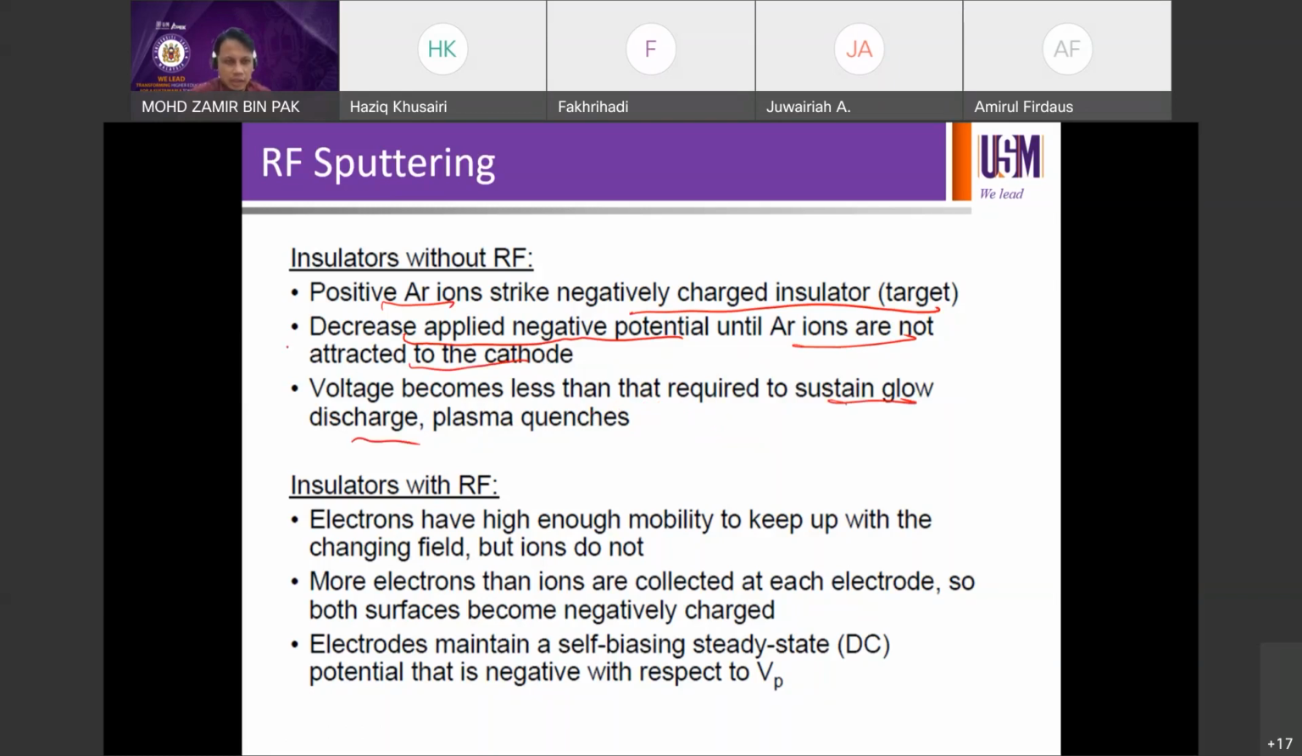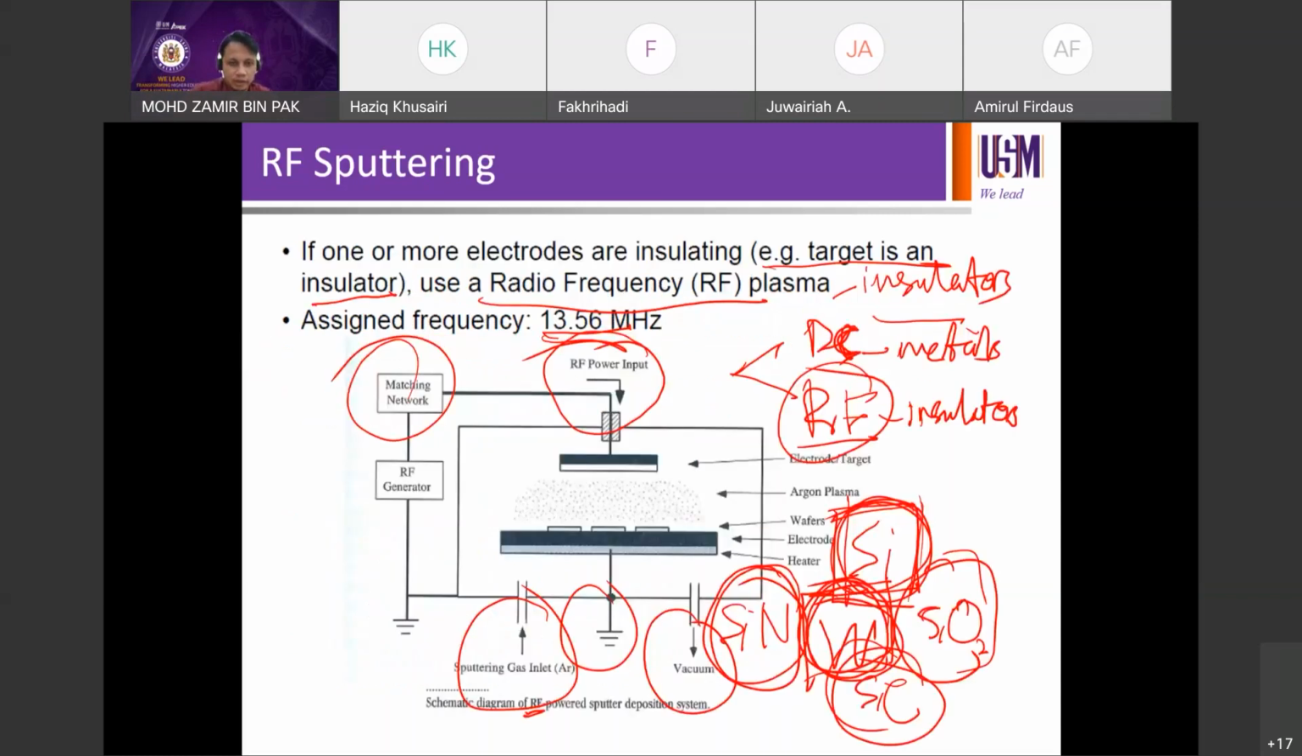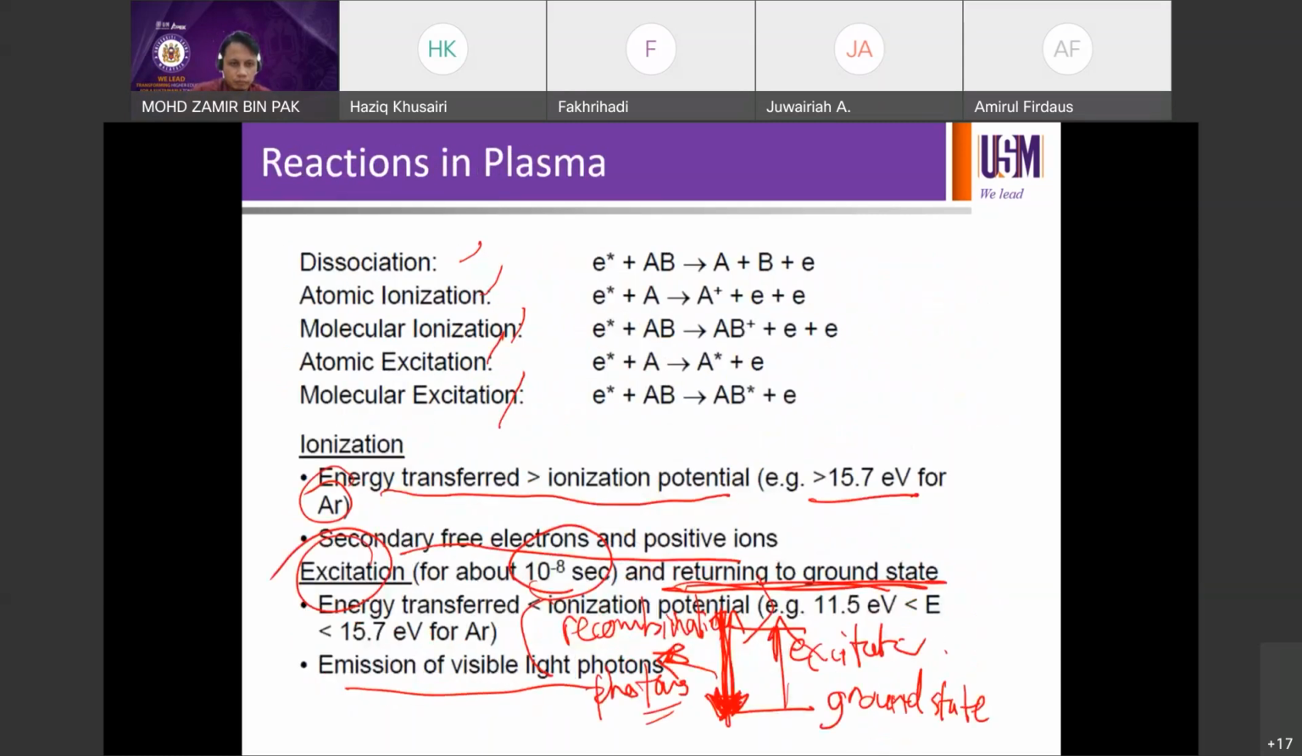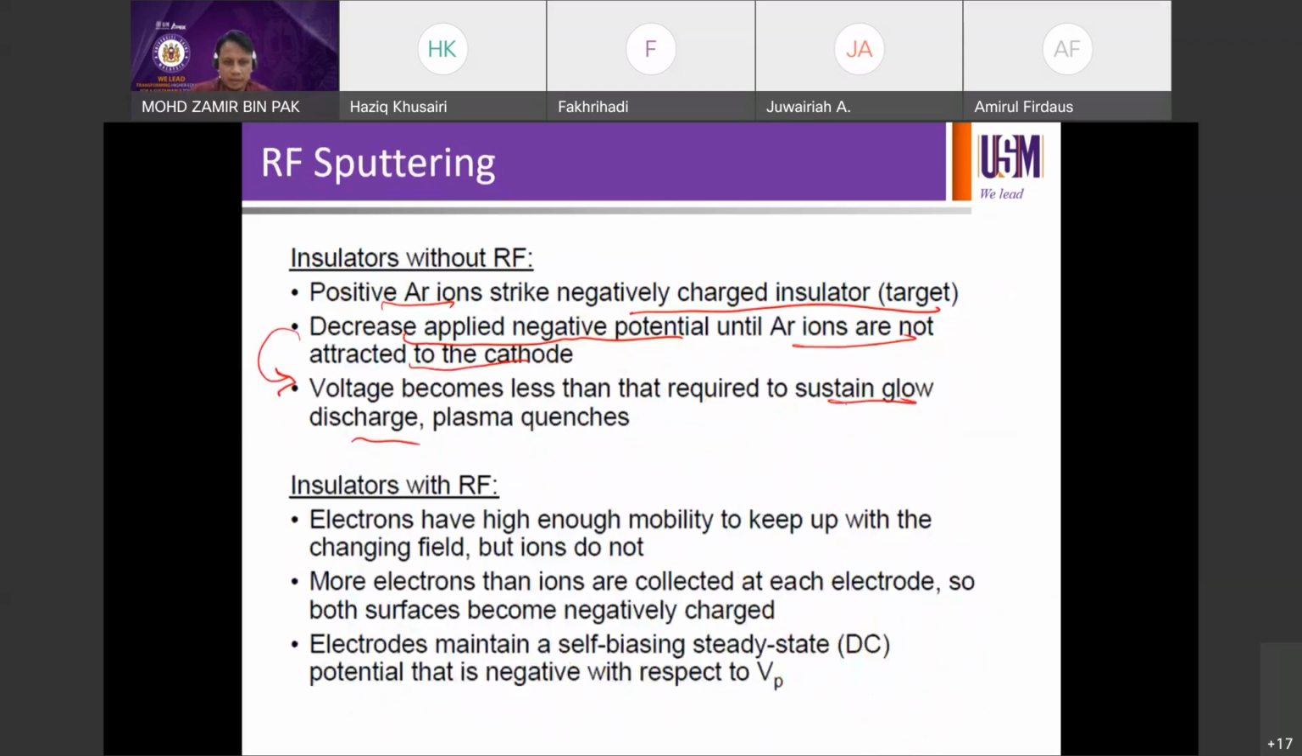Okay, as a result, the voltage becomes less than what is required in order to continue the ionization process. Okay, kita tengok ionization for, right? Ionization is here. So voltage will become lesser and lesser and lesser, and eventually you cannot sustain the plasma, and the plasma just dies off, right?